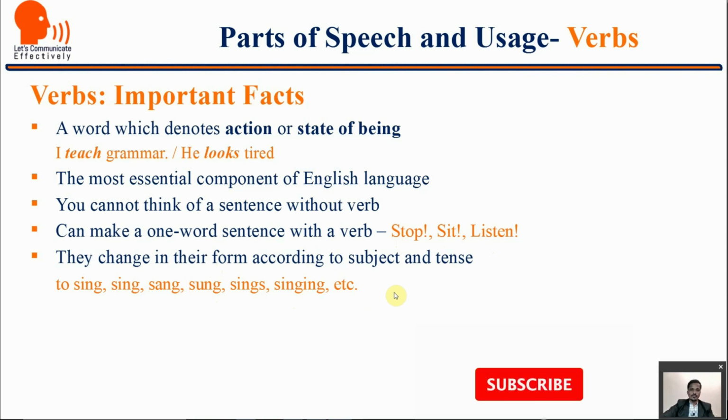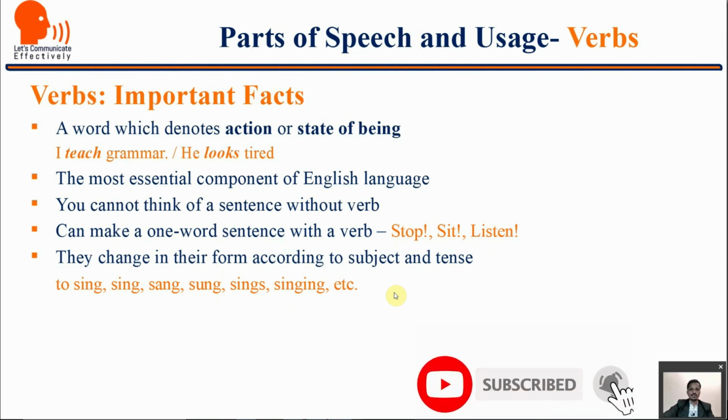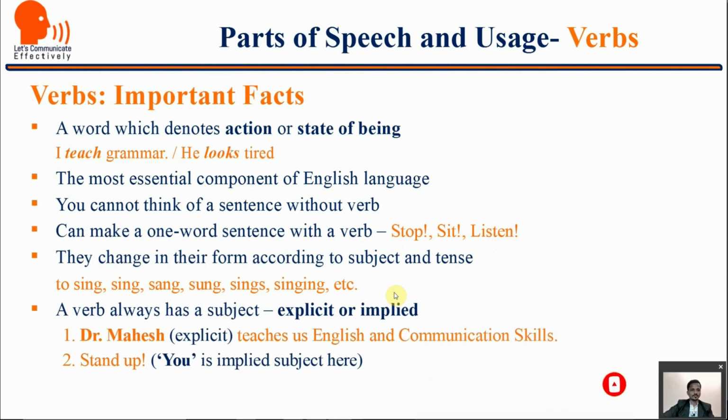So in English, we cannot imagine a sentence without a verb. That's why verbs are a very important part of speech in the English language. A verb always has a subject, either explicit or implied. Dr. Mahesh, an explicit subject which is visible, teaches us English and communication skills. And in stand up, here the noun you is the implied subject. Stand up means you stand up.